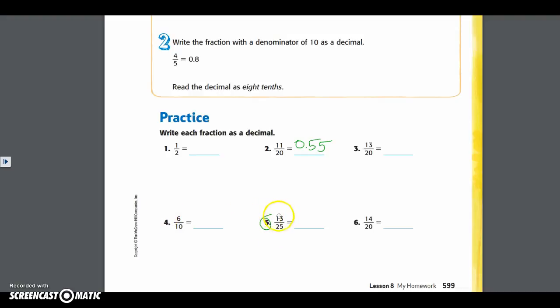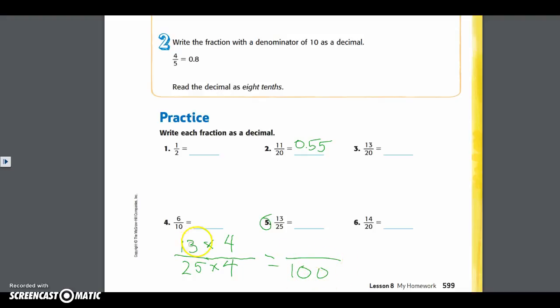Number 5, we have 13/25. Well, write that down, 13/25. And then I think to myself, well, it's not going to work to have it go to tenths, so let's go to hundredths. Well, what do I need to multiply times 25 to give me 100? I multiply 25 times 4, and whatever I do to the denominator, I have to do to the numerator, so I have to multiply 13 times 4. I already know that 25 times 4 gives me that denominator of 100.